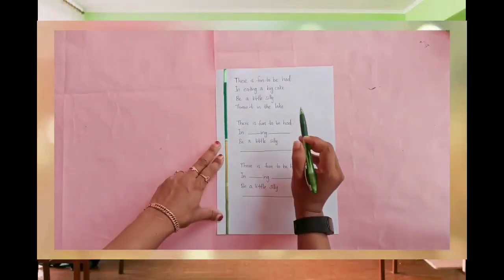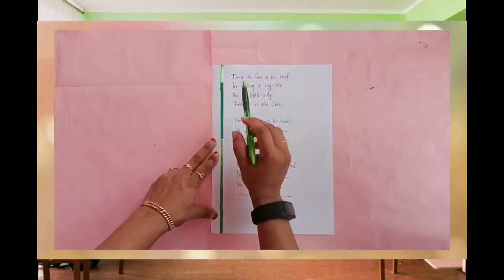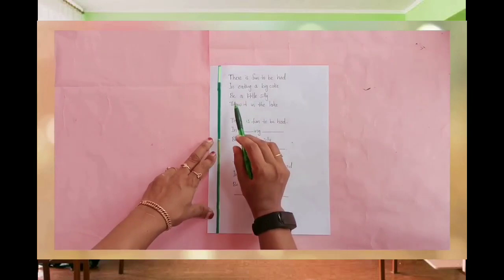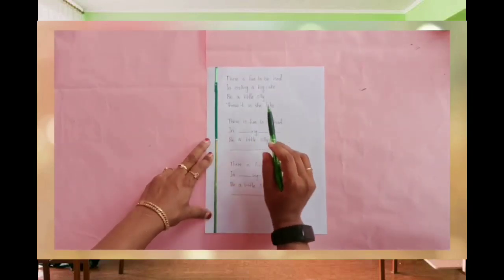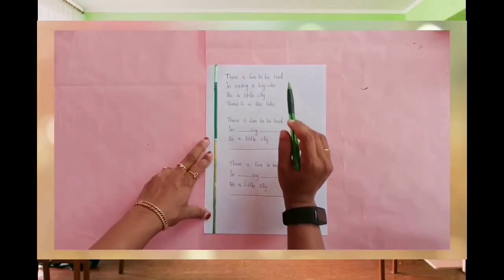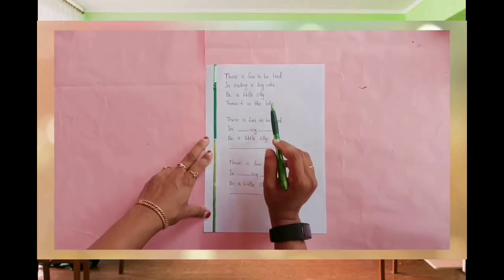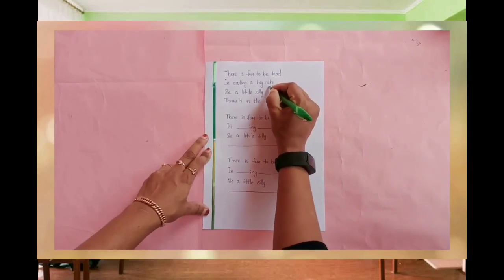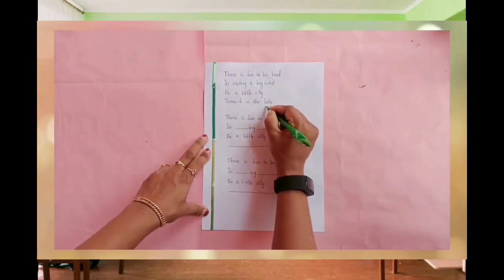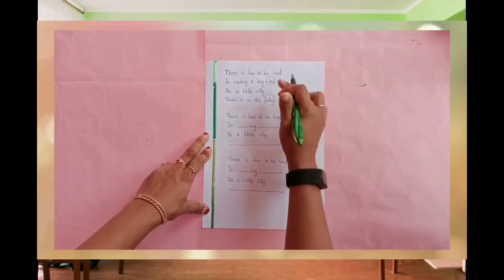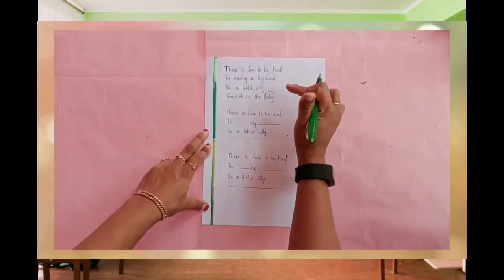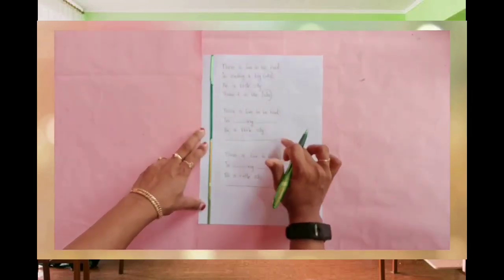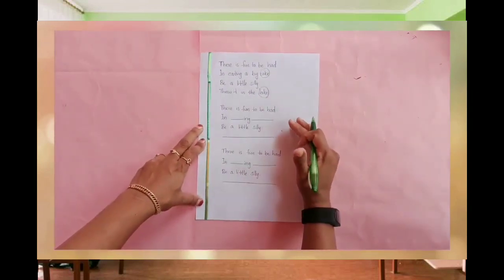Dears, look at this poem. I have written here, there is fun to be had in eating a big cake. Be a little silly, throw it in the lake. So, which are the rhyming words here? Have you noticed the rhyming words? Yes, like cake and lake. So these are the rhyming words. By using these rhyming words, I have made this stanza. So this is how I have written this poem.